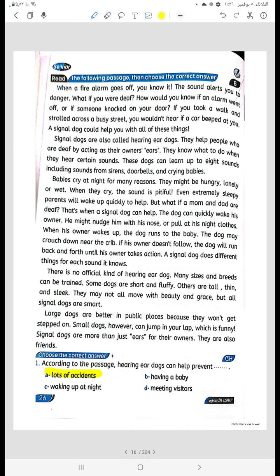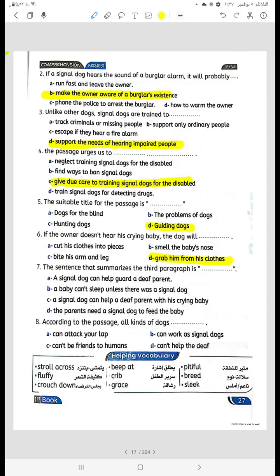1, 2, 3. Babies cry at night for many reasons. They might be hungry, lonely. He was talking about the baby crying at night. Signal dog can help guard a deaf parent. No. A baby can't sleep unless there was a signal dog. No. A signal dog can help a deaf parent with his crying baby. Yes, of course, the parents need a signal.